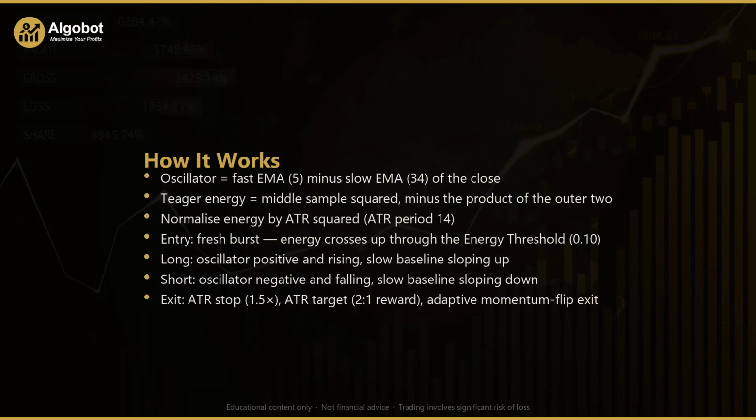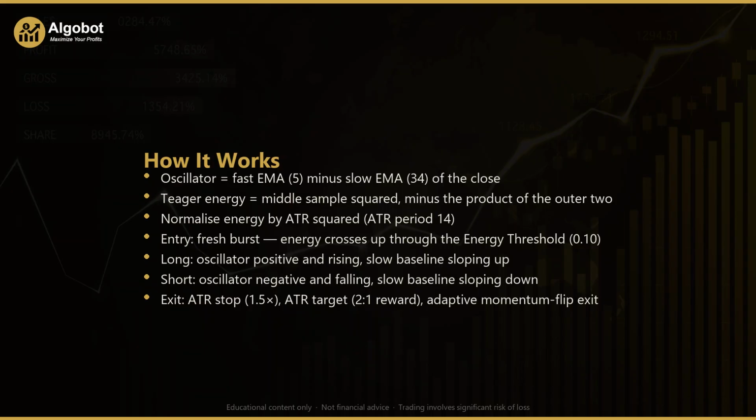Let's break the logic down into clear steps. The strategy first detrends price into a zero-centered oscillator, in the same spirit as a MACD line. It maintains two exponential moving averages of the close, a fast one defaulting to a length of 5, and a slow one defaulting to 34. The oscillator is simply the fast average minus the slow average.